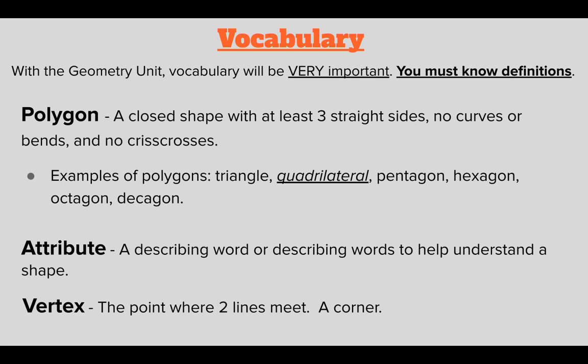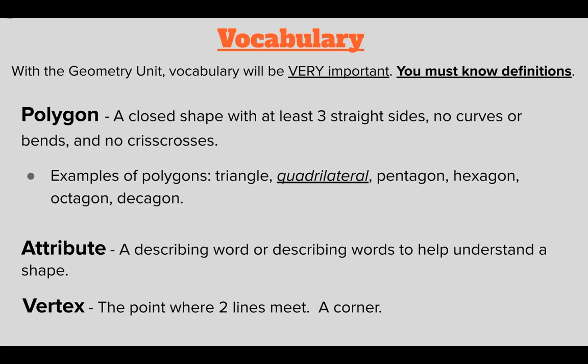Polygon. A polygon is a closed shape with at least 3 sides, no curves or bends, and has no crisscrosses. A few examples of polygons include triangle, quadrilateral, which we will be going over today, pentagon, hexagon, octagon, and decagon. Attribute. An attribute is a describing word or describing words to help understand a shape.